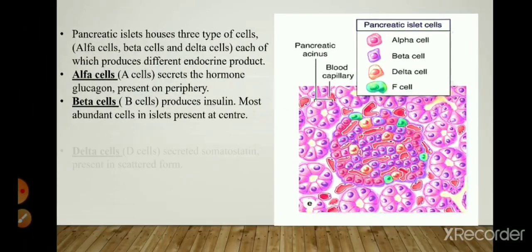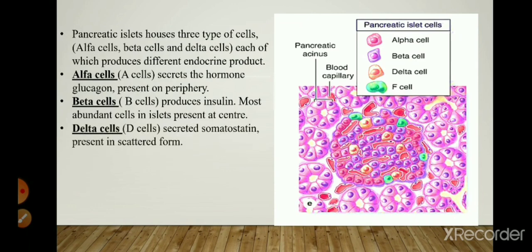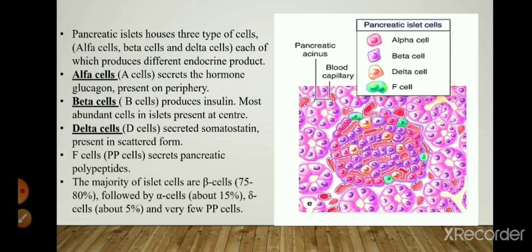Next point, delta cell, which is also called D cells. They secrete somatostatin and they are present in scattered form in between the alpha and beta cells. F cell, also called PP cell, as they secrete pancreatic polypeptide.